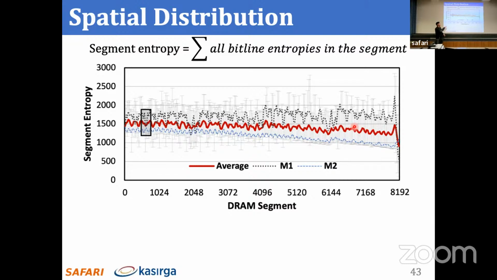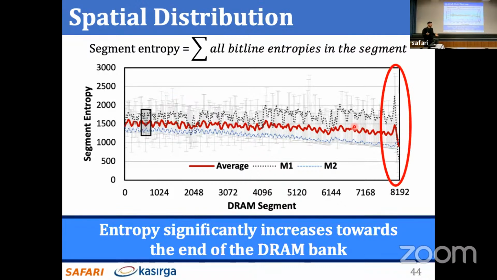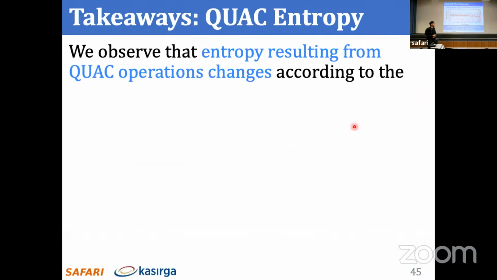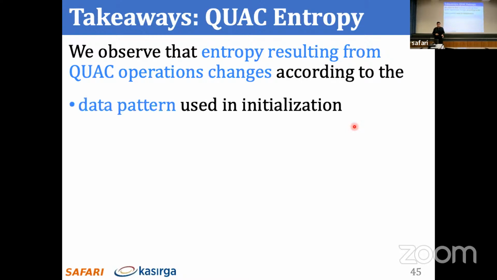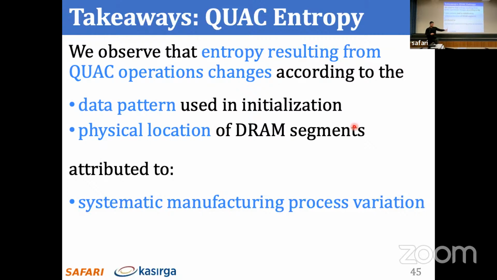M1 and M2 lines are representative modules that follow 2 patterns that we observe across all modules. So you see that segment entropy behavior is different for different modules. Here you can see in this rectangle, module 1's entropy goes down, whereas module 2's entropy goes up. And we see that the entropy increases towards the end of a DRAM bank significantly. Key takeaways from these experiments: we observed that entropy resulting from QUAC operations changes according to the data patterns we use and the physical location of the DRAM segments. We relate this behavior to systematic manufacturing process variation and design-induced variation effects. I refer you to the paper for more details on these.